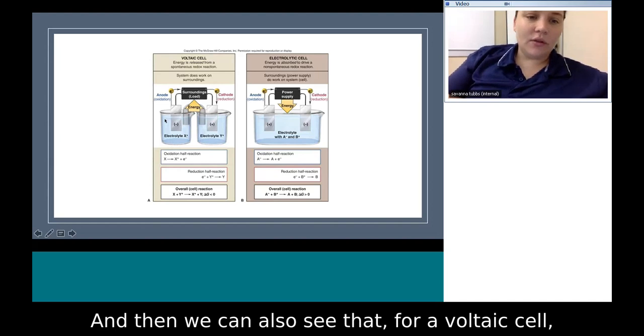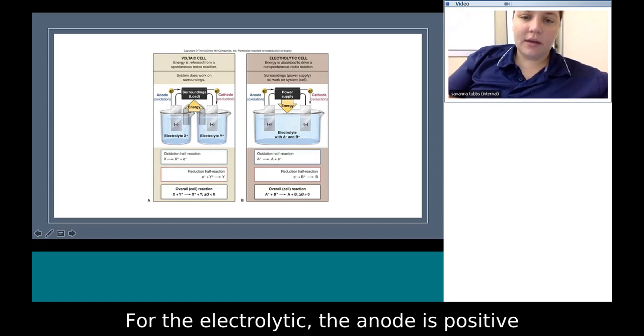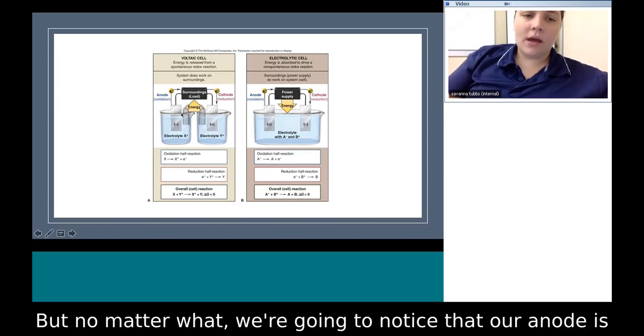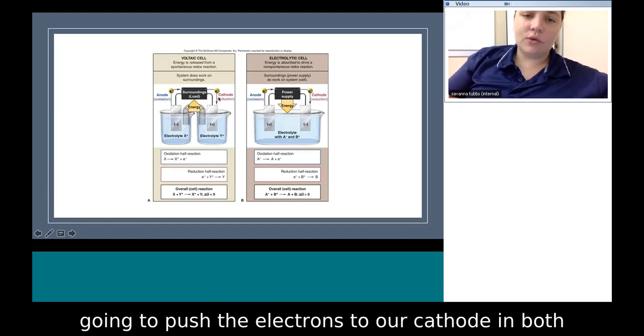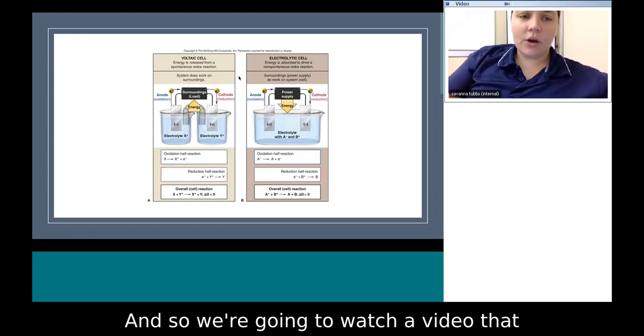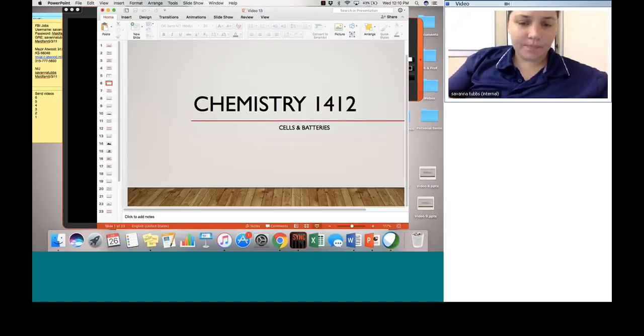And then we can also see that for a voltaic cell, the anode is negative, the cathode is positive. For the electrolytic, the anode is positive and the cathode is negative. But no matter what, we're going to notice that our anode is going to push the electrons to our cathode in both the voltaic and electrolytic cells. And so we're going to watch a video that is going to explain this just a little bit more in depth.